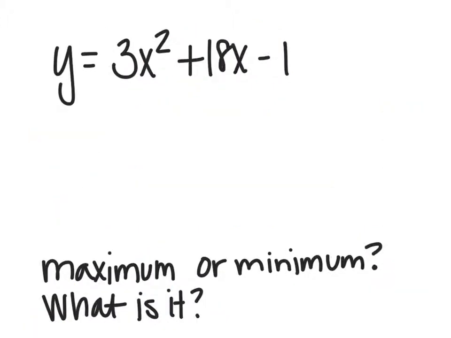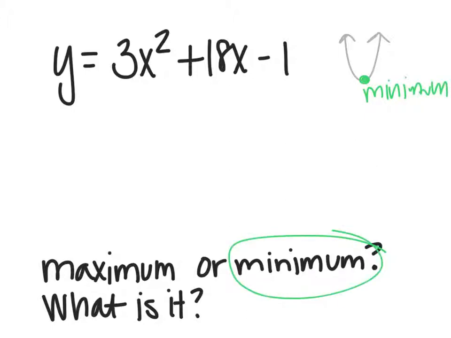So one more. We have 3x squared plus 18x minus 1. We've got to determine the maximum or minimum of the graph. Well, it's a positive x squared, so we know the graph is going to open up. And again, we know that because 3 is positive here. If it's opening up, then our graph is going to have a minimum value.